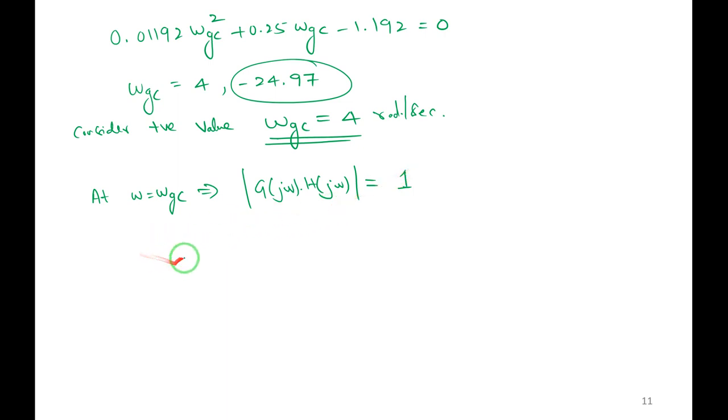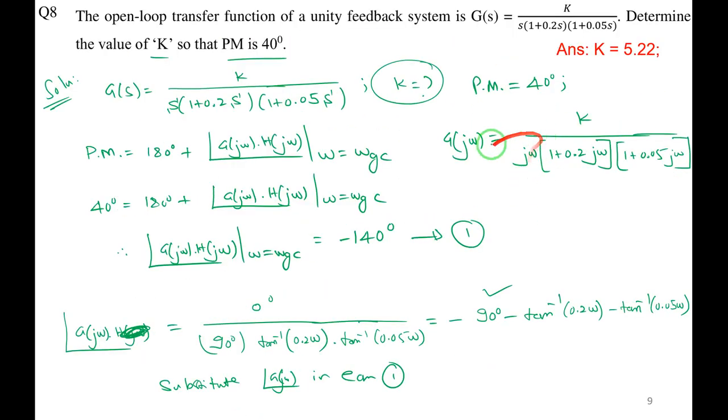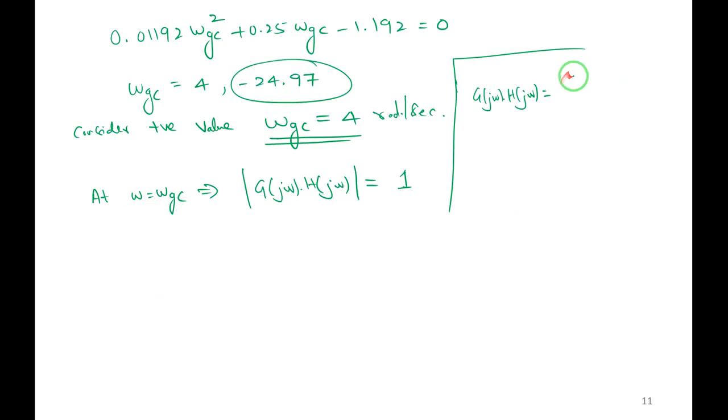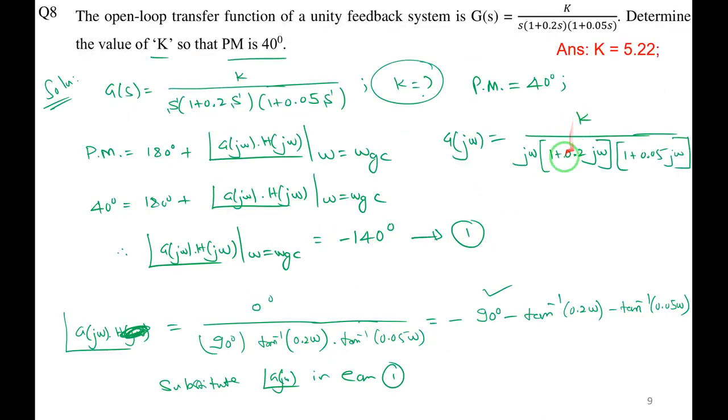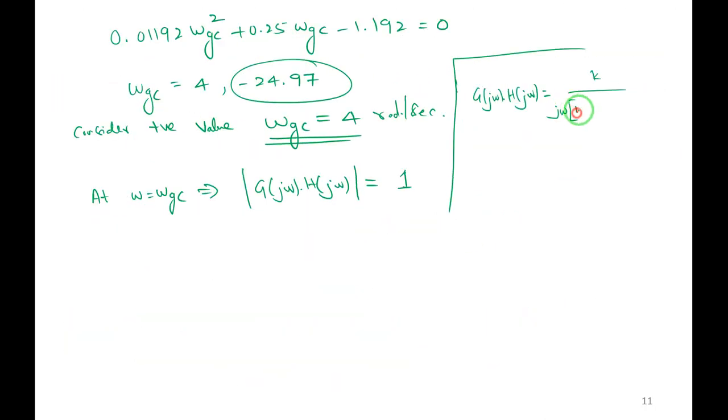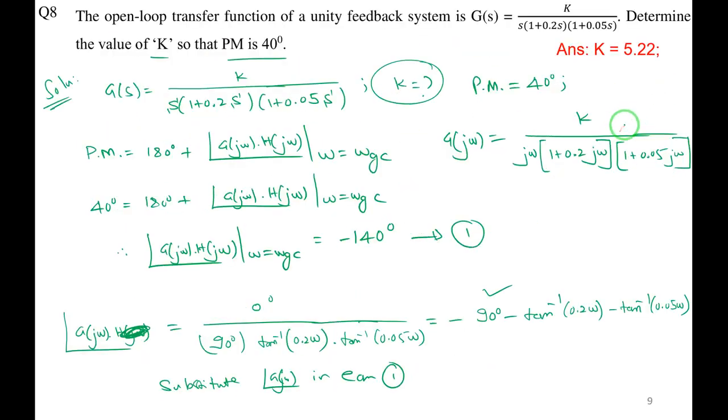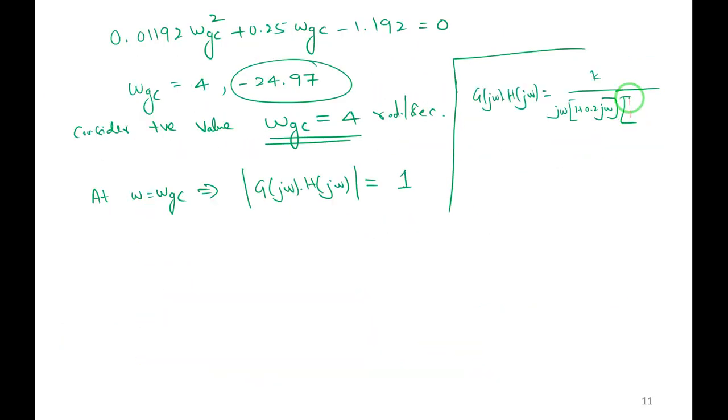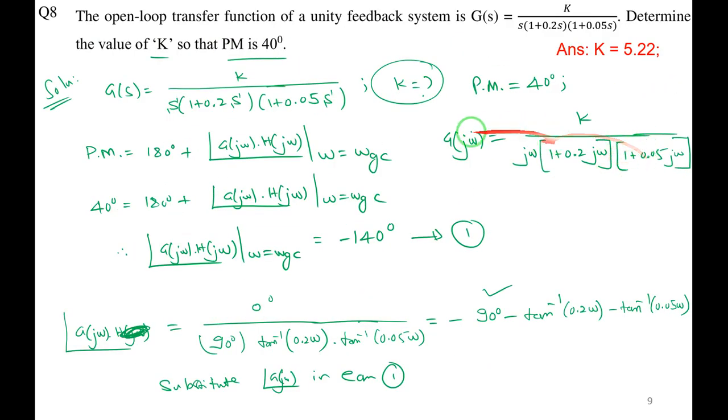So what is the magnitude of G(j omega)? Let me write it here, for my reference, G(j omega) H(j omega) equals K divided by j omega into (1 plus 0.2 j omega) into (1 plus 0.05 j omega). I hope it is correct. Yes, this is G(j omega), right?